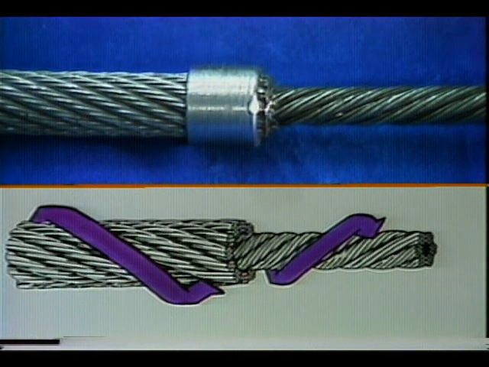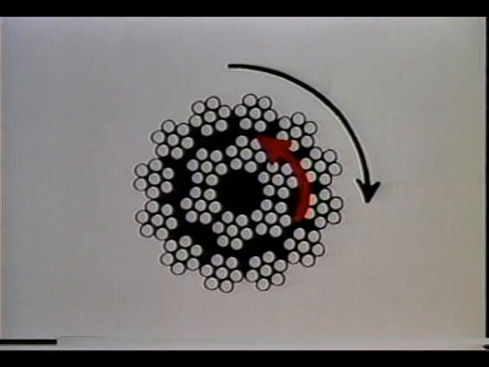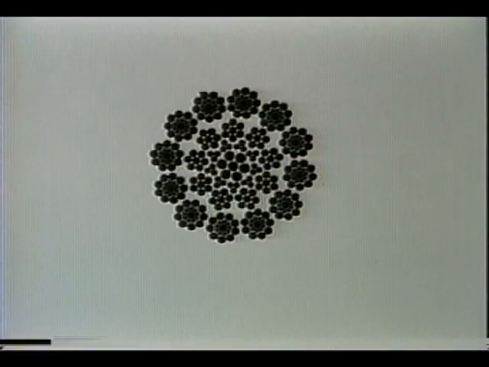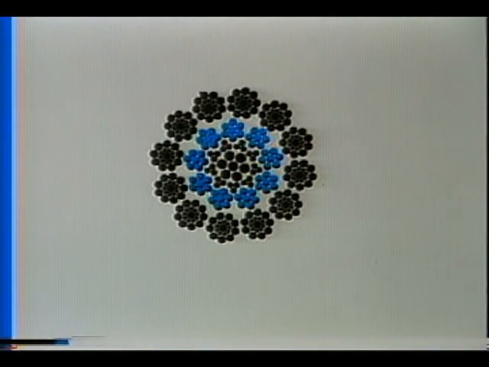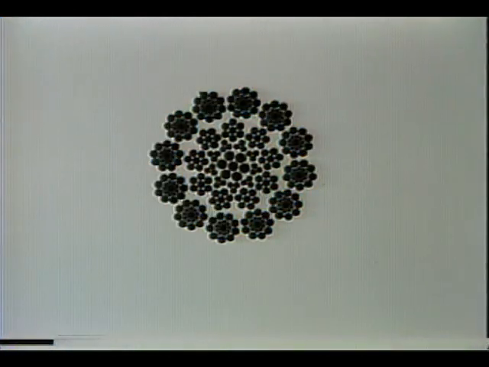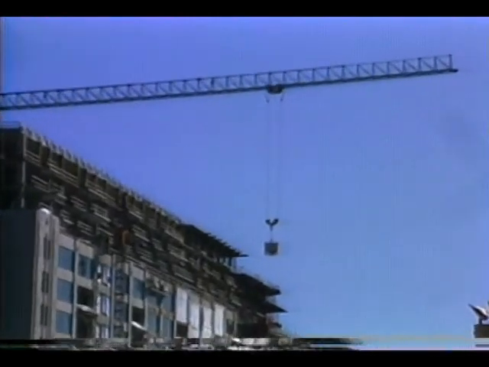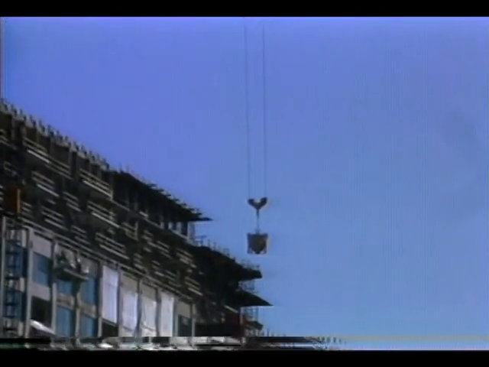In rotation-resistant ropes, the rotation-resistant characteristic is achieved by building into the rope 2 layers of strands, one having right lay and the other left lay. When loaded, the tendency of the outer layer of strands to rotate in one direction is counteracted by the tendency of the inner layer of strands to rotate in the opposite direction. Some rotation-resistant constructions incorporate 3 layers. Rotation-resistant ropes are popular for use as hoisting lines on cranes.